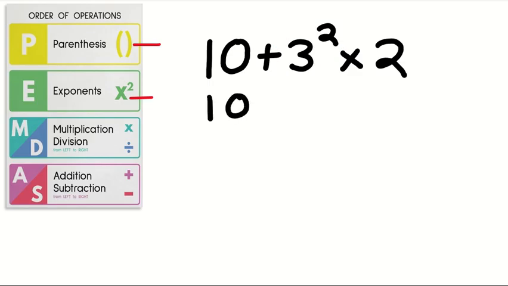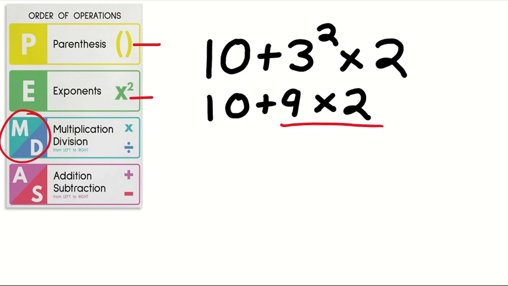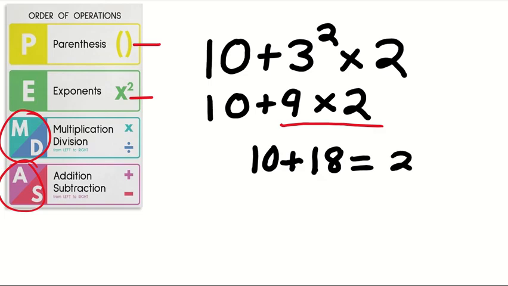We now have 10 plus 9 times 2. Now we're moving down the steps. Do we have multiplication and division? We got multiplication, so we got to do that first. What's 9 times 2? We know that 9 times 2 is 18. And that leaves us 18 increased by 10. And we know that 10 plus 18, that being our last step, is going to give us 28.